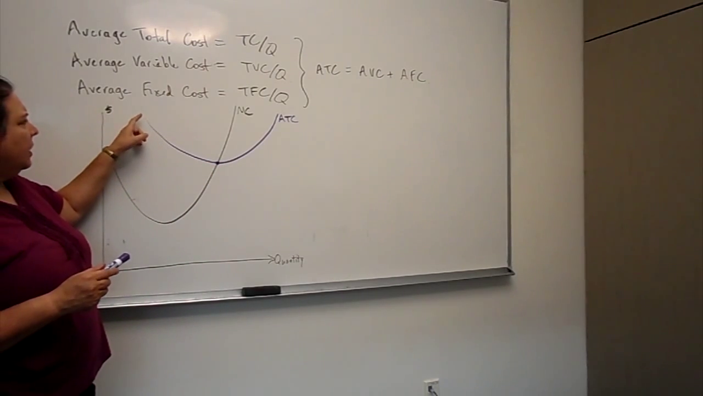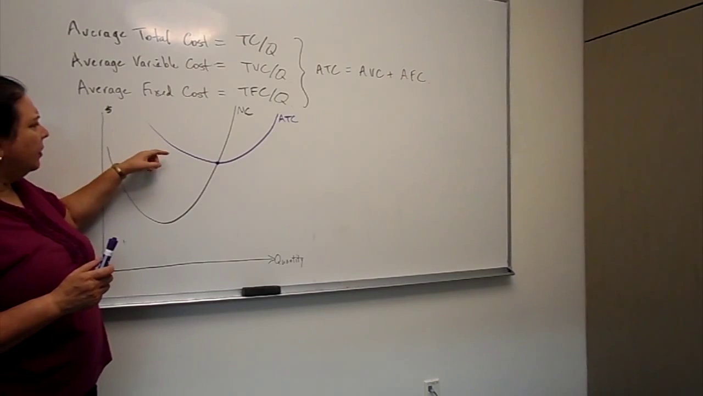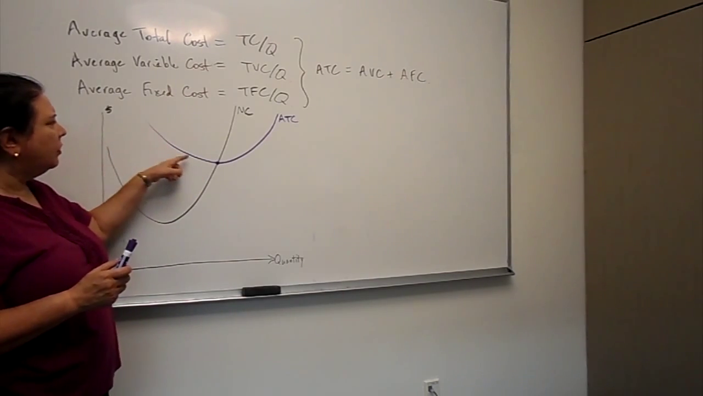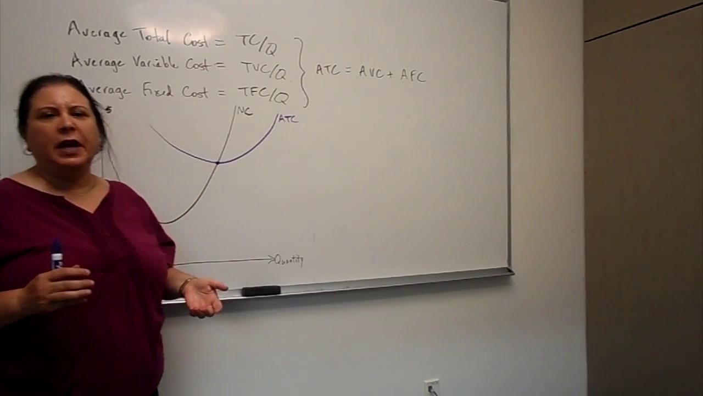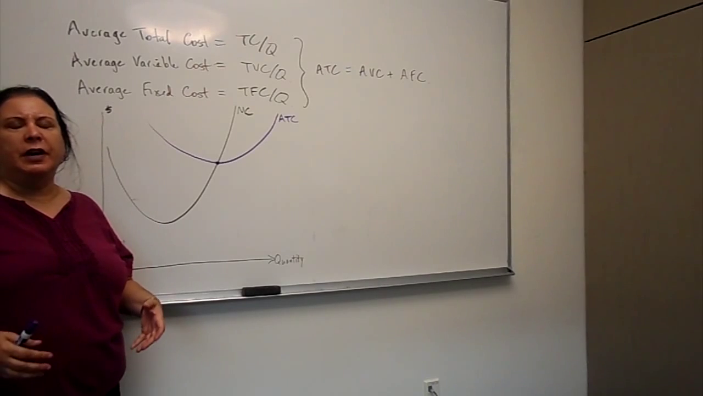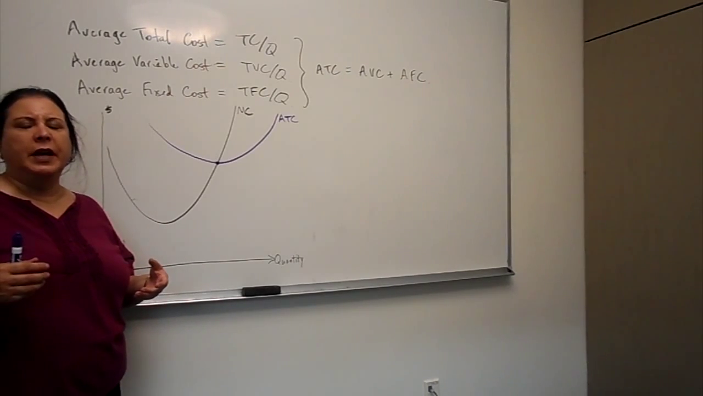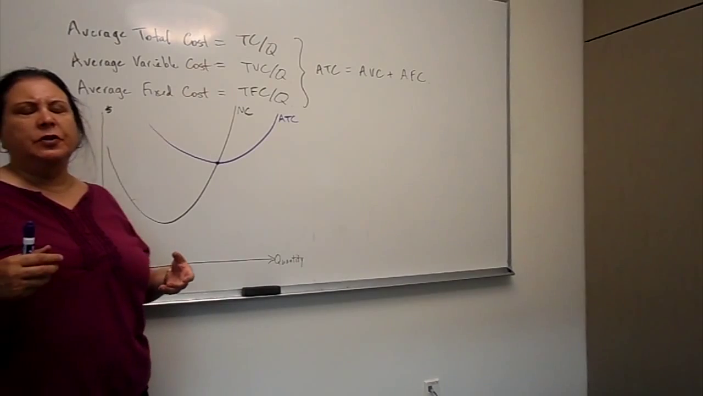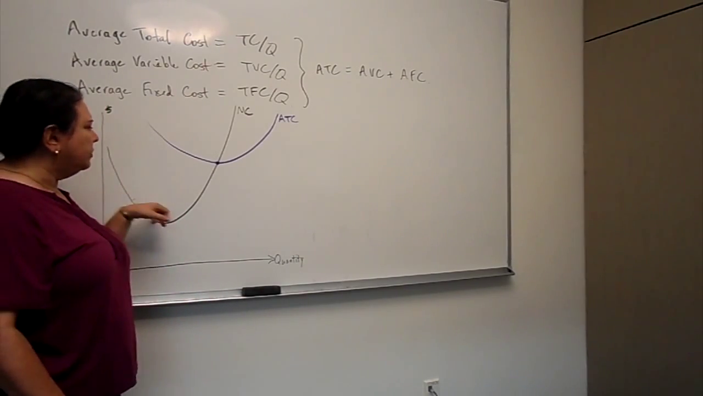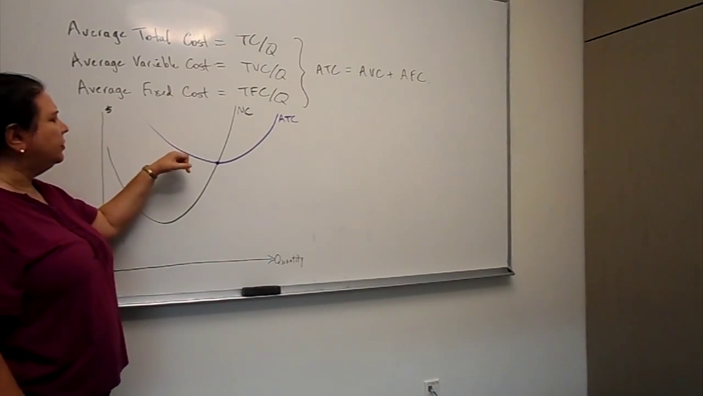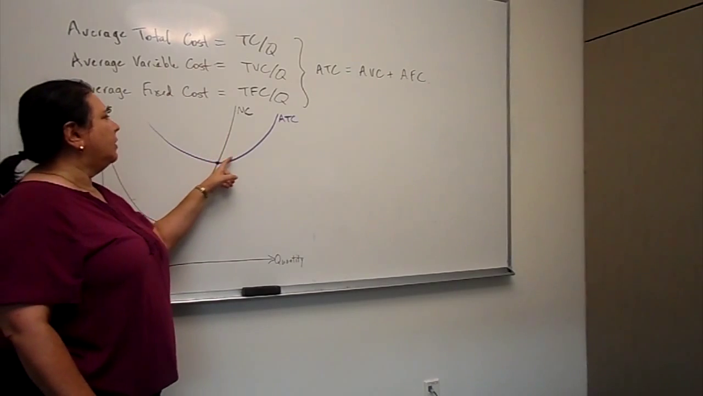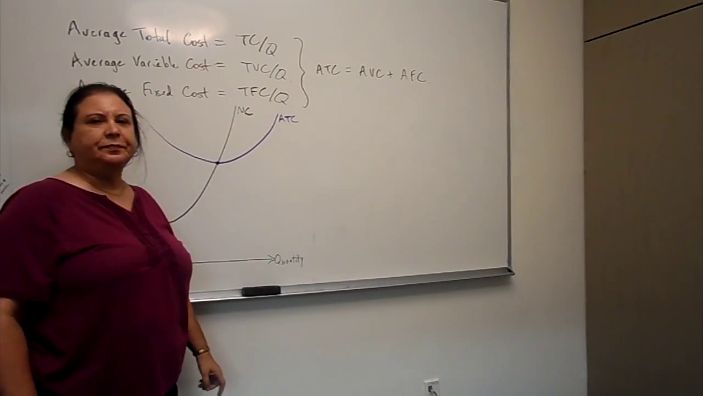The reason is because as the marginal cost is below the average total cost, it's pulling the average total cost down. So just think about your GPA. If you have a 3.0 and you get a C, it pulls the average down. So then you have, let's say, 2.8, and you get another C, that's a 2.0, it pulls the average down. So as long as the marginal is below the average, it pulls the average down. And then when the marginal is above the average, it pulls the average back up.